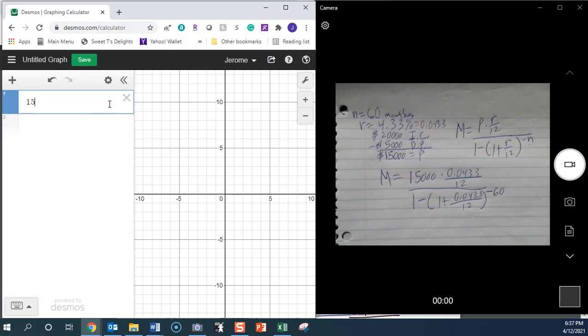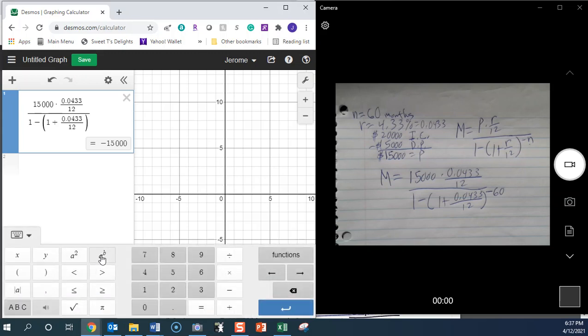So I will have my 15,000. I'll put the fraction bar here, times 0.0433 divided by 12. Put this in the denominator. We have 1 minus the parenthesis, 1 plus 0.0433 divided by 12. And then we will close that parenthesis. And then we would take this to the negative 60th power. So I have to take this to the negative 60th power.